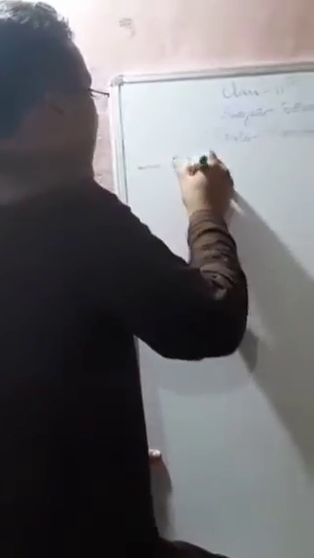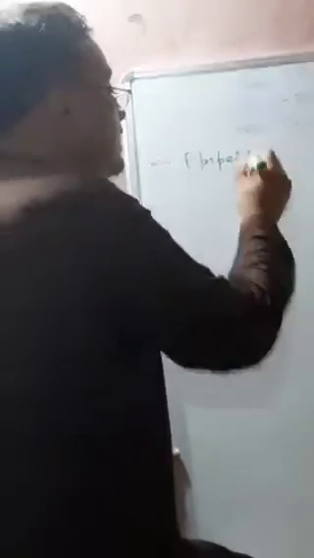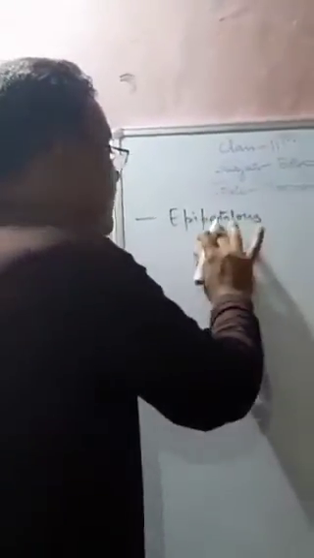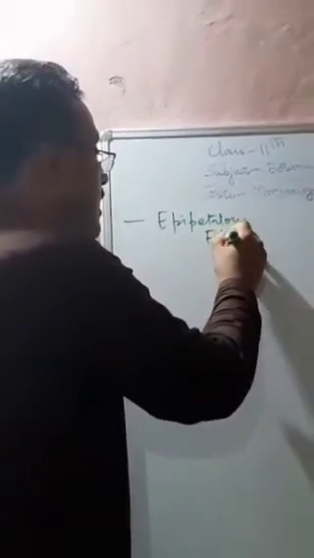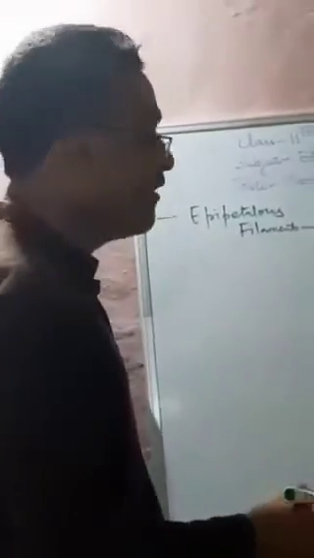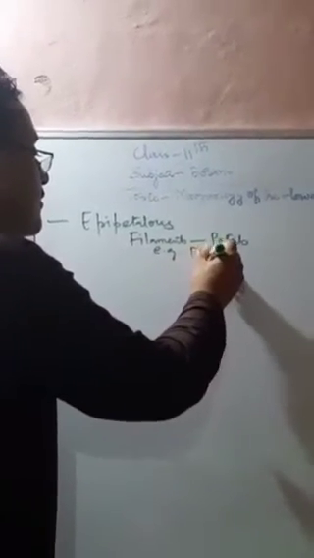The first condition that comes to us is called epipetalous. The epipetalous condition arises when the stamens, that is mainly the filament part, remain attached with the petals of the flower, the corolla of the flower. We will find it in the brinjal.